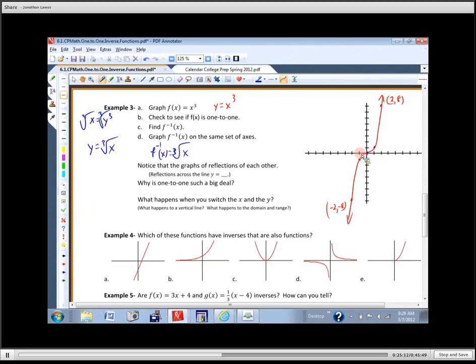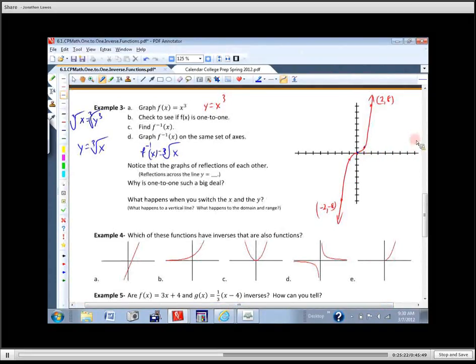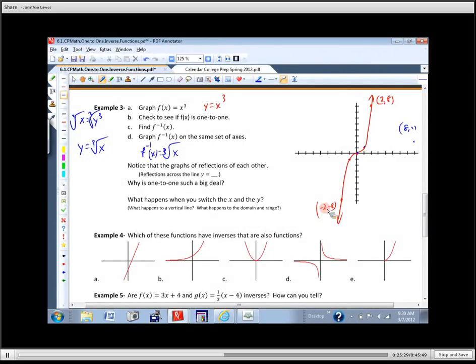9 doesn't have a nice cube root, but 8 does. 8 has a nice cube root. The cube root of 8 is 2. So we go over here, 1, 2, 3, 4, 5, 6, 7. Slide over just a little bit. 8 and 2. So this is 8, 2. And it goes through negative 1, and the next nice point to graph is negative 8, negative 2. So the graph looks like this.